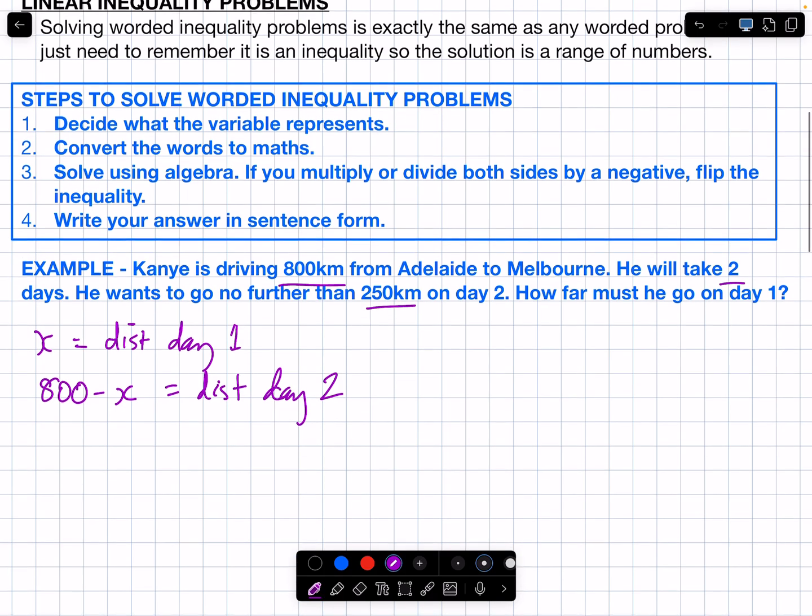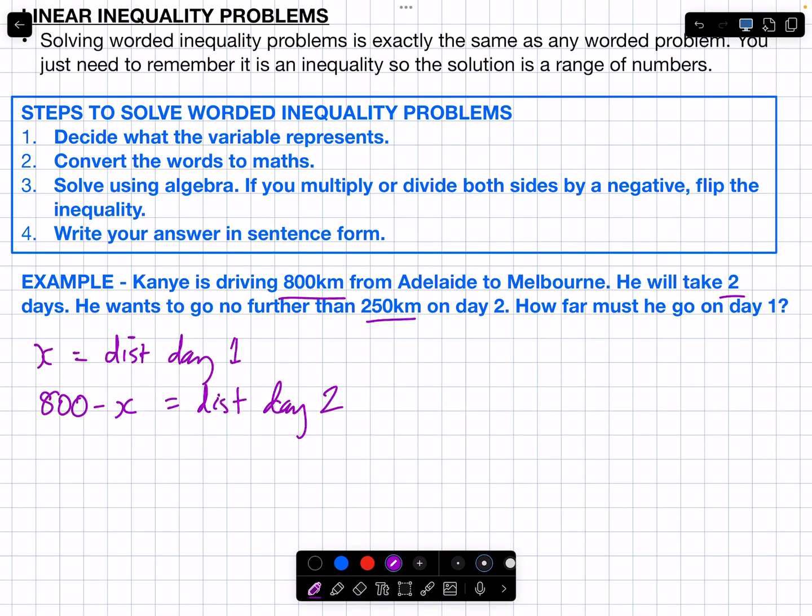When I was working this out this morning, I wrote it in words. Distance day 1 and day 2. Go no further. Which inequality fits with go no further? Greater than or equal to, or less than or equal to? I don't want to go any further than 250. Less than or equal to, because I'm cool with 249. I'm cool with 250. I'm not cool with 251 because that's greater than.